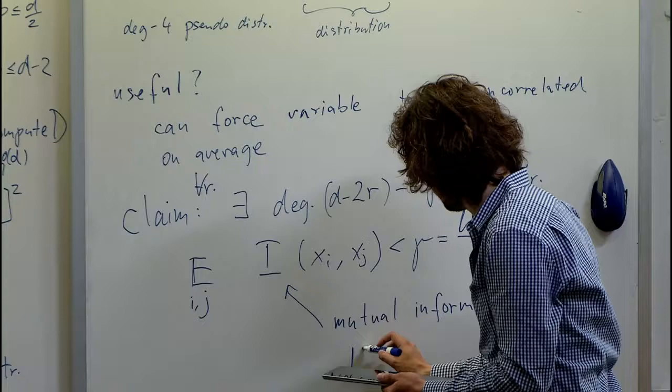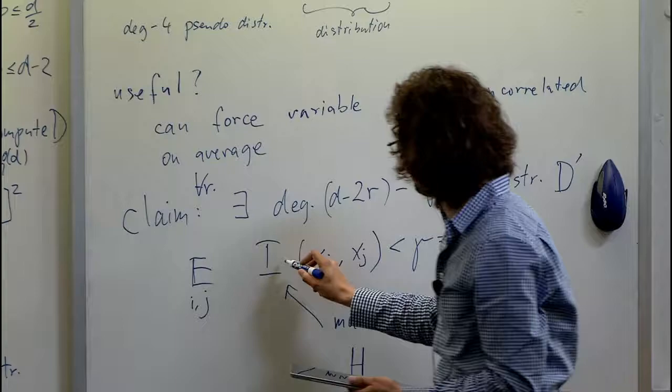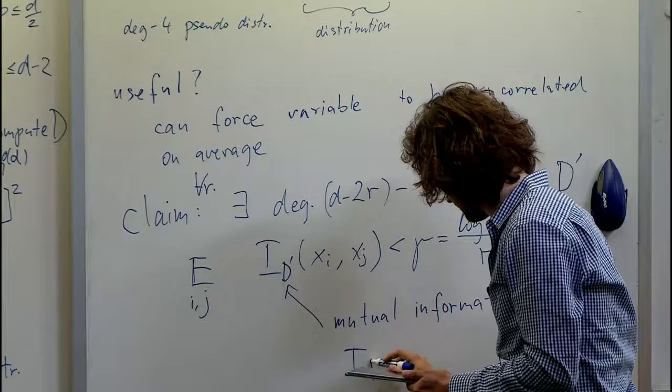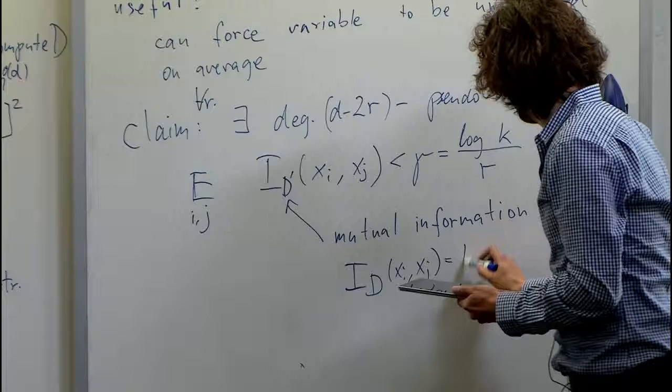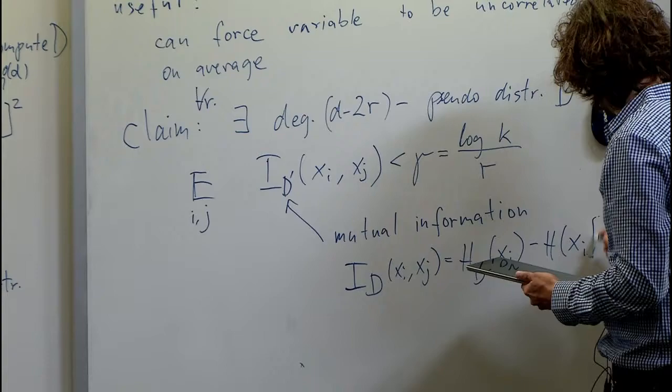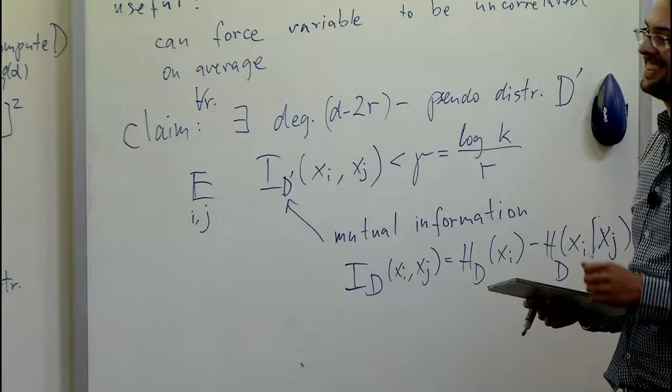Let me make this more precise. This is with respect to some pseudo distribution, this pseudo distribution d prime. The mutual information with respect to some distribution d of two variables is the amount by which the entropy drops if you condition one variable on the other variable. How do you measure the entropy of the pseudo distribution? Yes, that's a very good question.